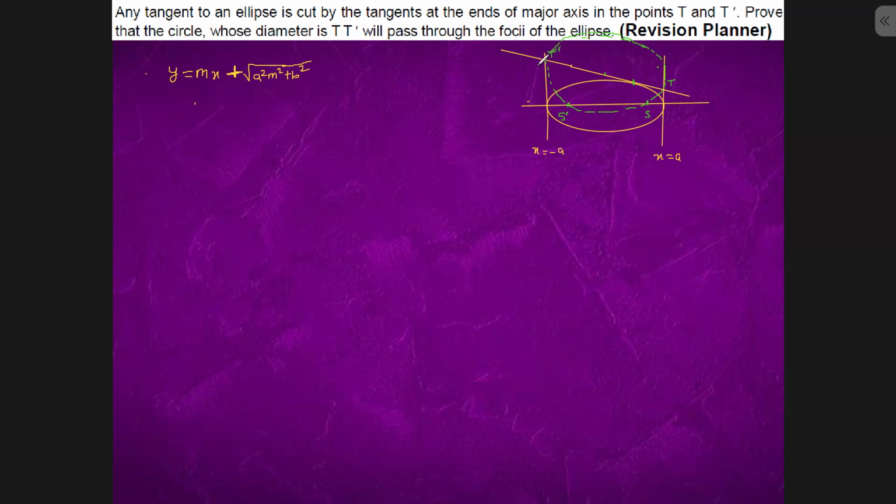So this point will come out to be x is a, y is what? X is minus a, y is minus ma plus root under a square m square plus b square. And this point will be coming out to be a, ma plus root under a square m square plus b square.